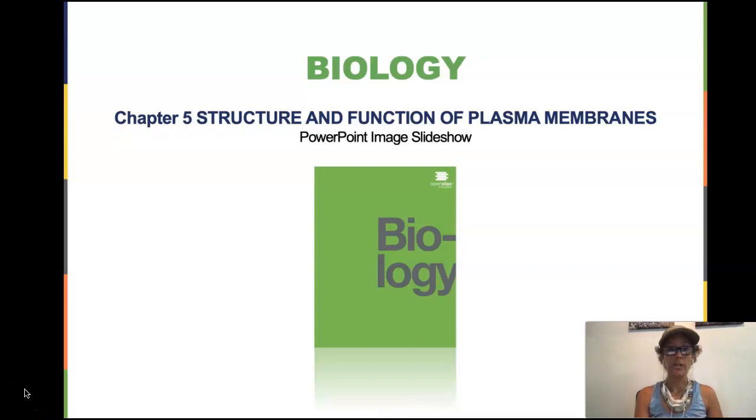We're all the way into Chapter 5 with the structure and function of plasma membranes. We already did a lab dealing with the flow of molecules across a membrane, and now in lecture we're going to go into more details of that.